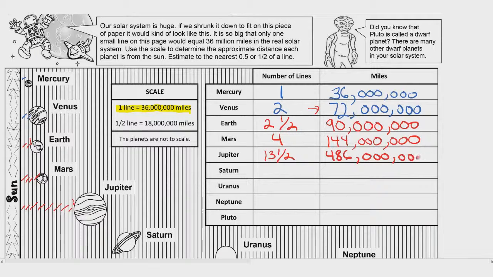All right, let's do this. You do Saturn, Uranus, Neptune, and Pluto on your own. Come back to me and we'll check your answers. See you in a bit.